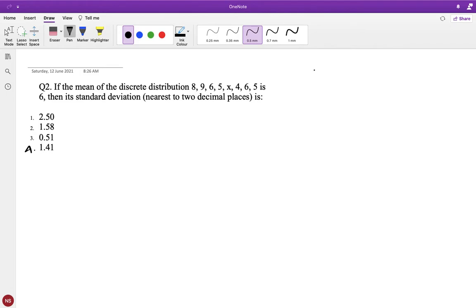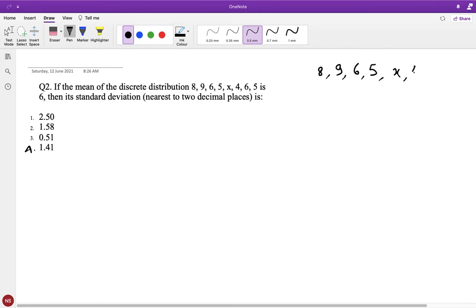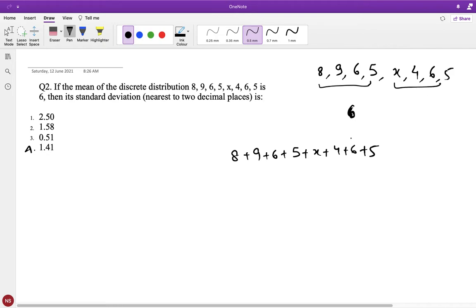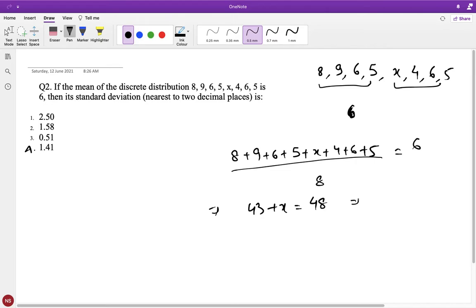If the mean of the discrete distribution 8, 9, 6, 5, x, 4, 6, 5 is 6. Mean is given, so 8 plus 9 plus 6 plus 5 plus x plus 4 plus 6 plus 5, how many are these? 4 and 4 is 8, is 6. So 8 and 9 is 17, and 6 is 23, and 5 is 28, 32, 38, 43. 8 times 6 is 48, so x is equal to 5.